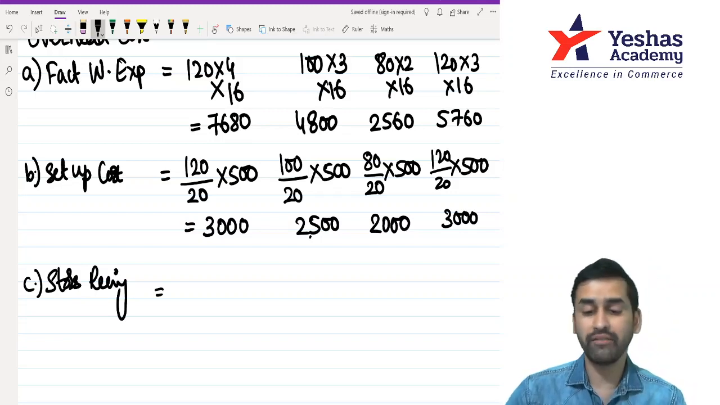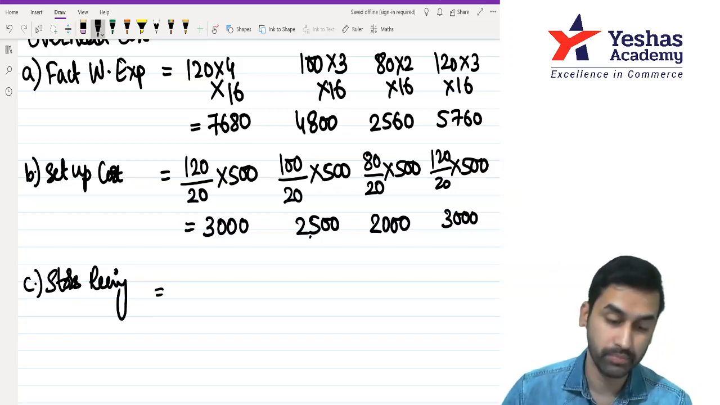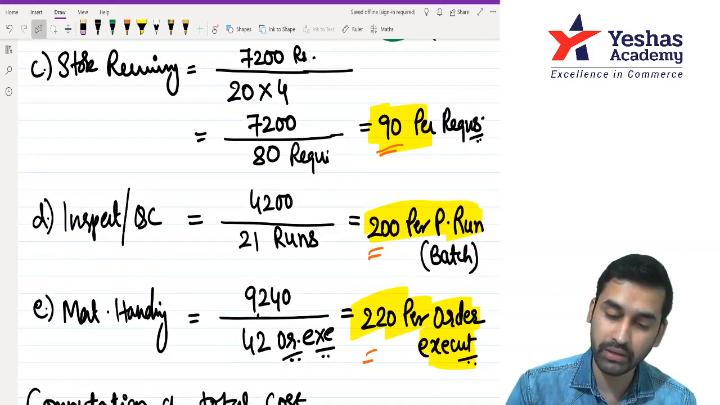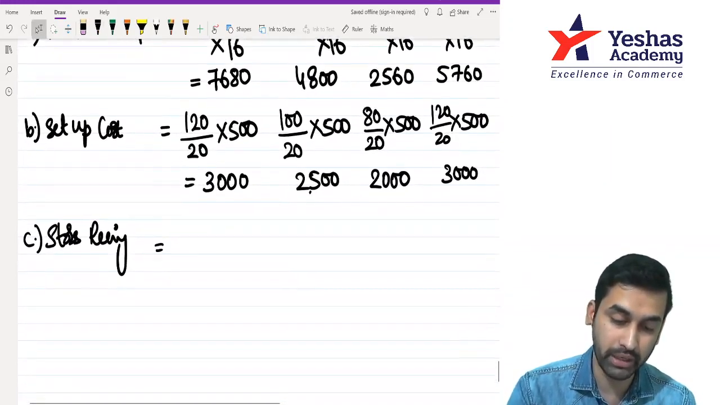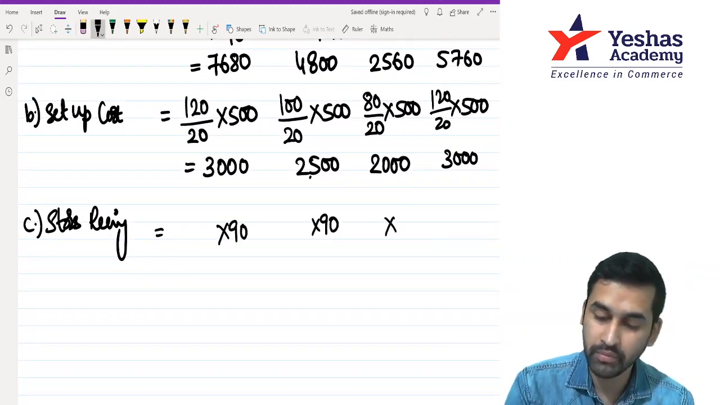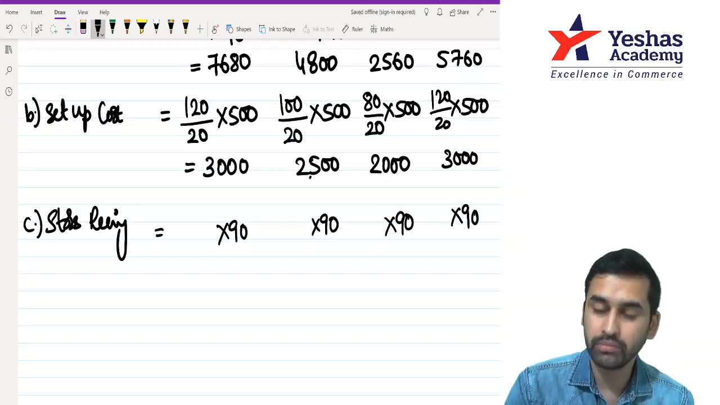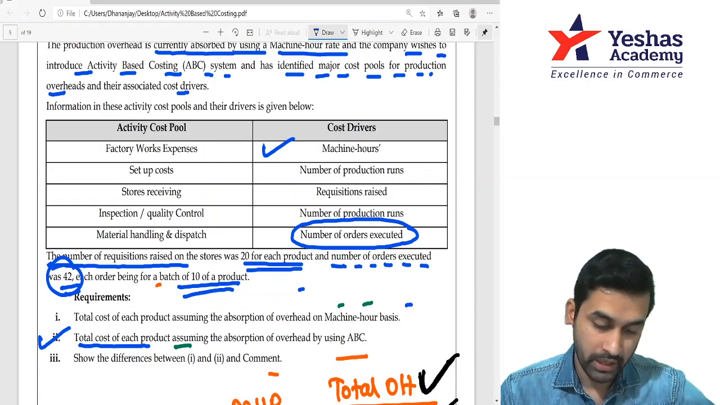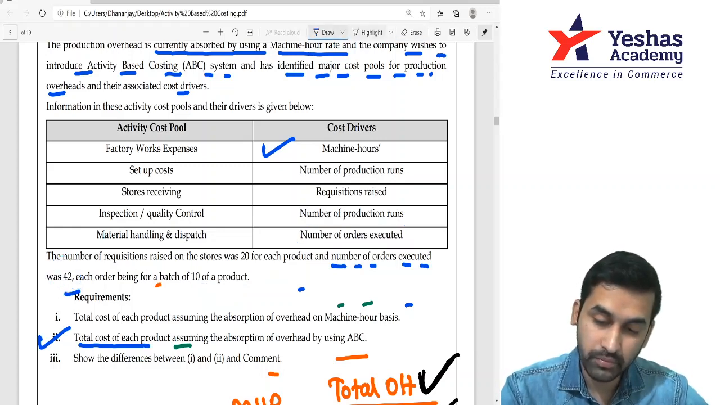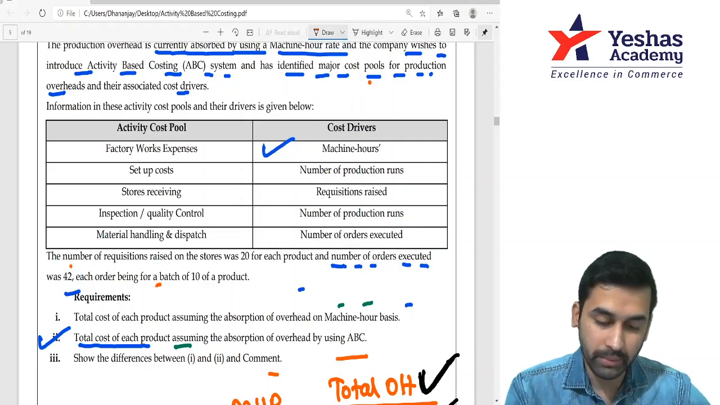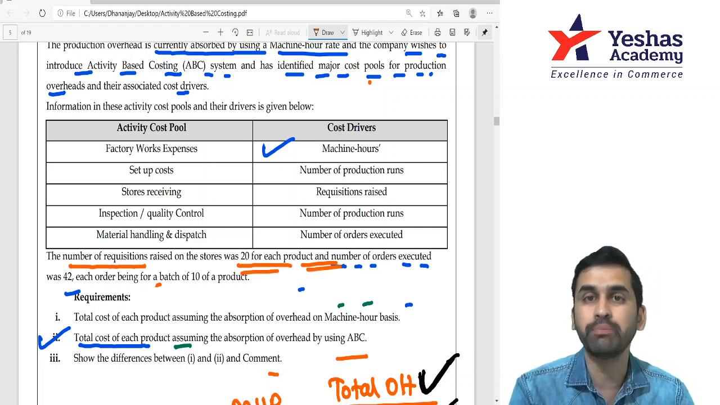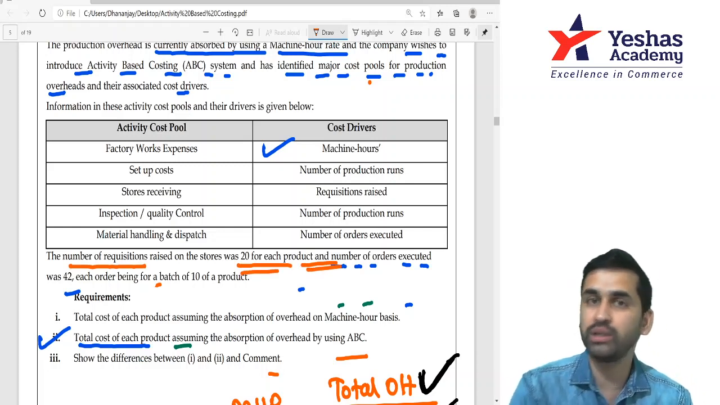Okay, what have you calculated in your working note? Let me scroll up. Sir, we have calculated 90 per requisition. Okay, 90 per requisition means you will multiply everything by 90. Correct, sir. But what is the base number? Go back to the question. After the third table, I am marking in red now. You observe they said the number of requisitions raised on the store was 20 for each product. Simple. Whether it is 120 units, 100 units, doesn't matter.